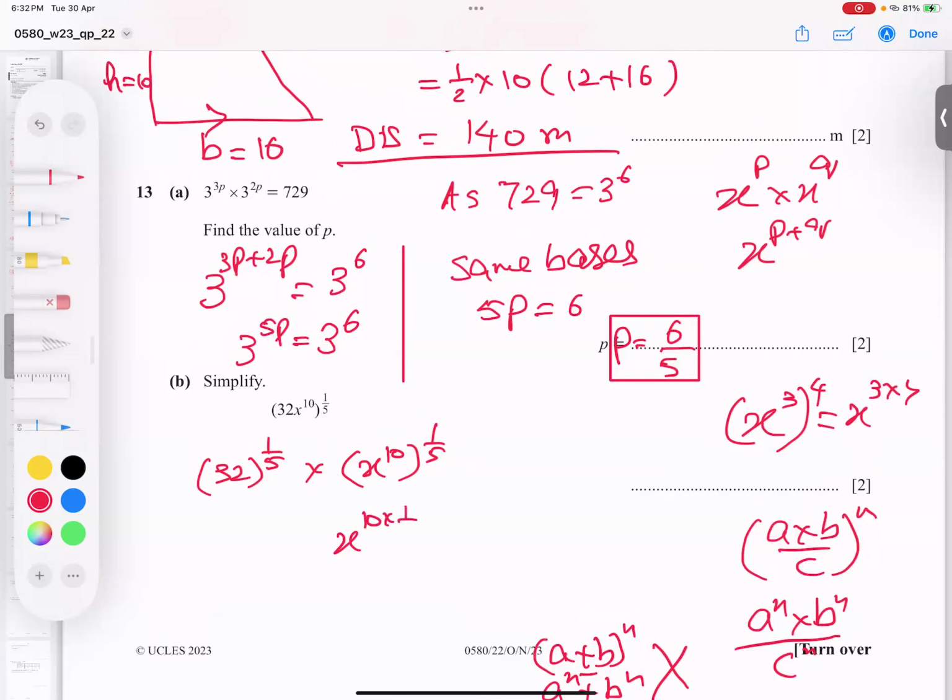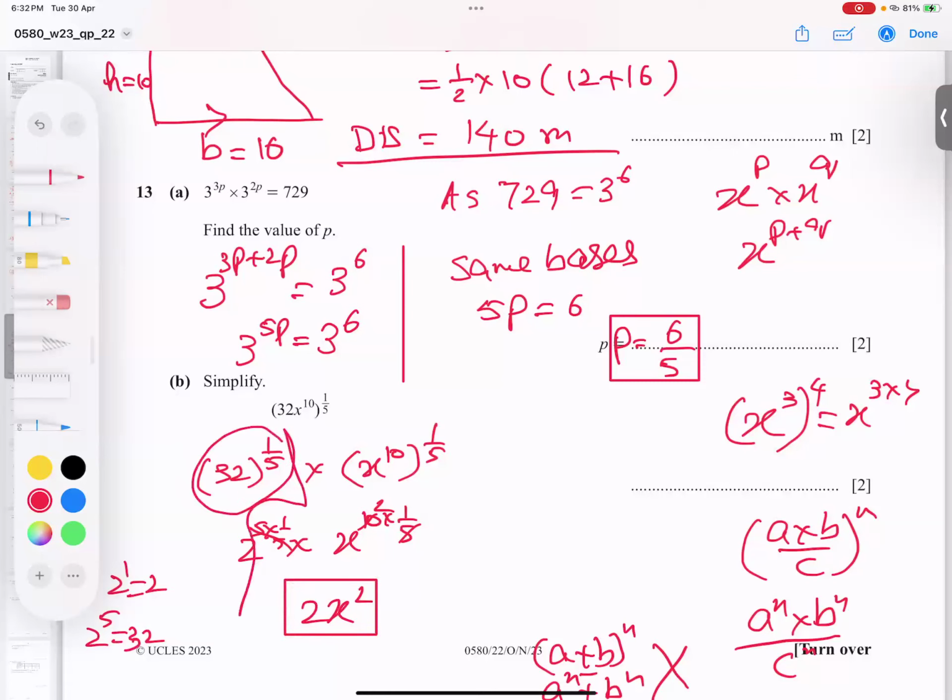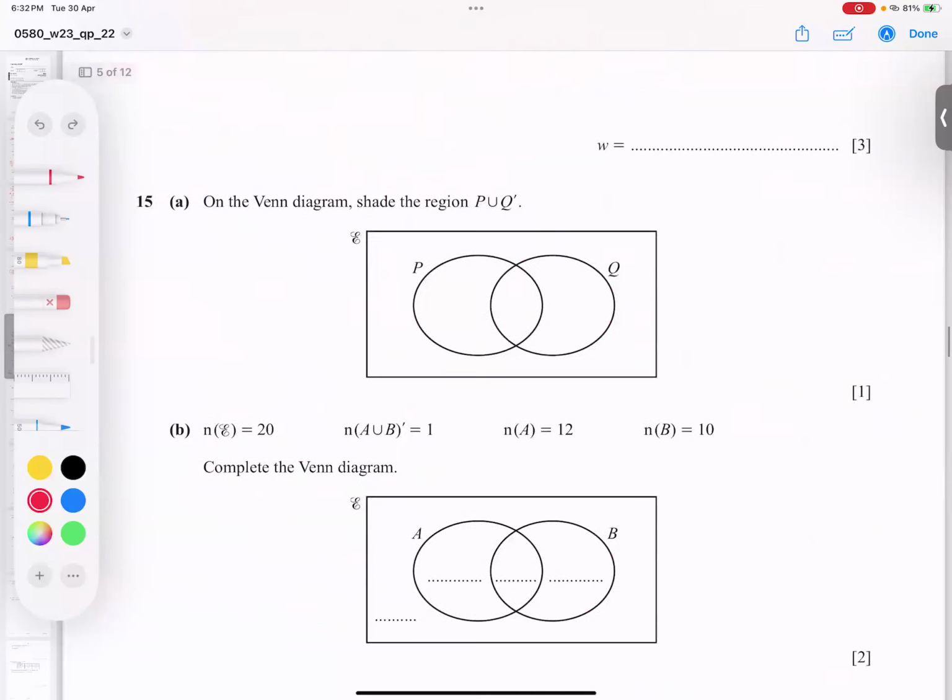10 times 1 over 5, 5 2s are 10. I got x to the power 2. And what is 32? You can type it in the calculator, or as I know, 2 to the power 5 is 32. So 2 to the power 5 and 5 cancel, and I get 2 to the power 1. And 2 to the power 1 and 2 are the same. So this is my final answer. Or you can type this in the calculator and it will give you 2 directly. Marks are 2, I think you get full marks.